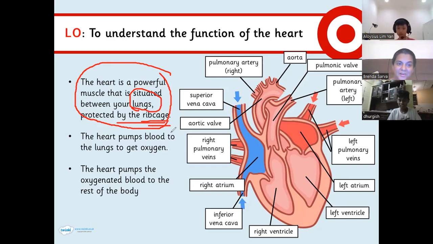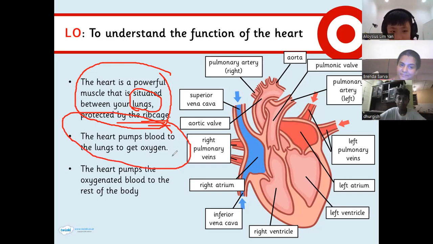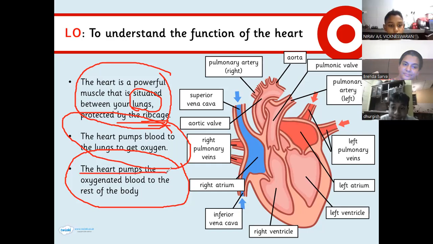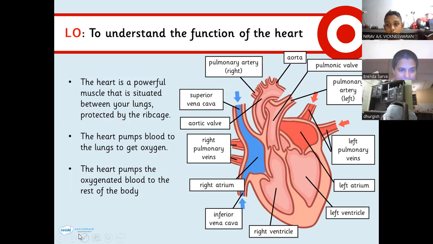Okay. Aloysius, read the second sentence. The heart pumps blood to the lungs to get oxygen. Good. Nirav, read the third sentence. The heart pumps the oxygenated blood to the rest of the body. This is the first part, the journey of the blood, like a Grab driver delivery boy. Oxygen from the lungs goes to the heart. Okay, let's clear this. Not too long. Let's go to the next slide.